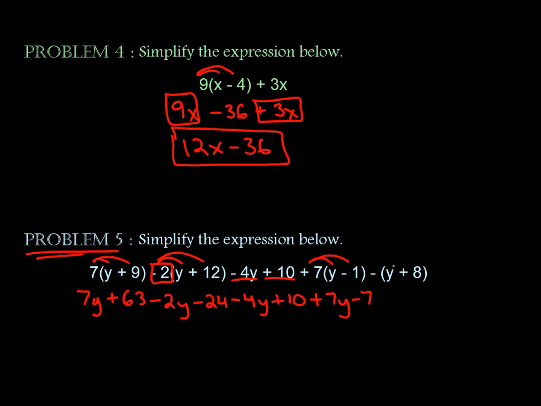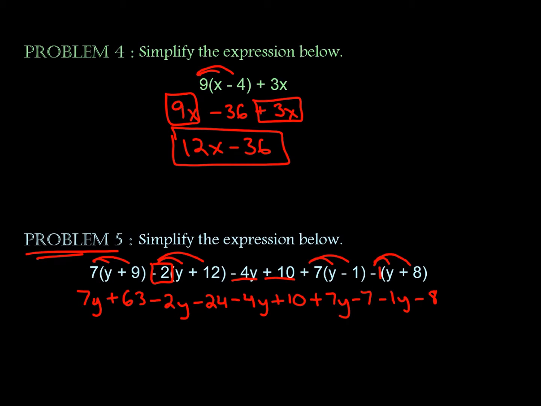And then this is an interesting concept, but there is a negative 1 right here. Anytime you see a negative out front of parentheses, that's basically the same thing as a negative 1 times y, and then a negative 1 times the 8. So we're going to actually distribute that to get negative 1y minus 8. My first step is complete.